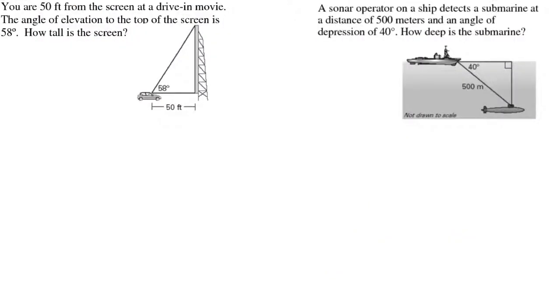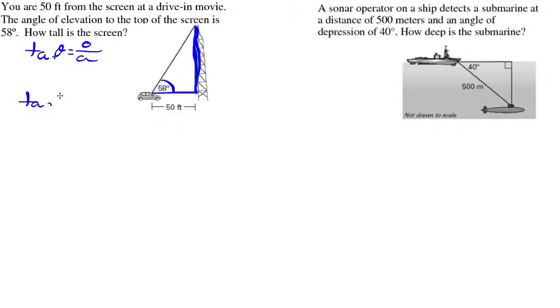All right, here are two more examples we can take a look at. So 50 feet from the screen of a drive-in movie. So that is this distance here. If this is my reference angle, this is the angle of elevation. I have the adjacent side. And in this case, I'm looking for how tall the screen is. So how tall is it? Well, that's my opposite side. So in this case, I'm looking for the tangent because tangent is opposite over adjacent.